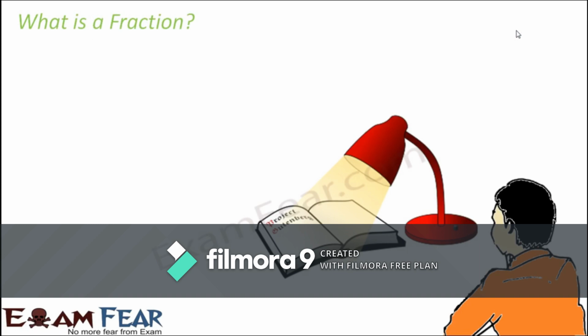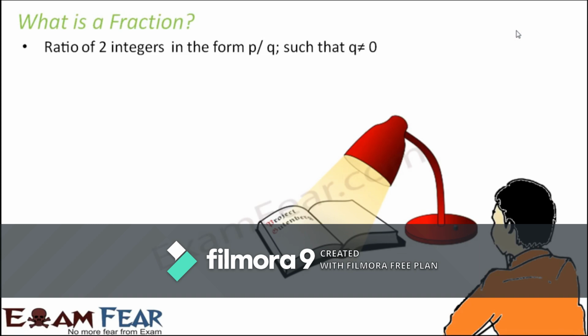So let us see what is a fraction. It is a ratio of 2 integers in the form p by q such that q is not equal to 0. Now this is a very mathematical definition, right? So let's take one more example to define fraction. Let's say that this boy is reading a book, and the book has a total of 100 pages. So there are 100 pages in the book, and this boy has already read 50 pages.